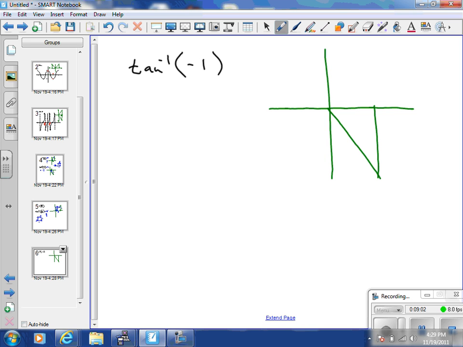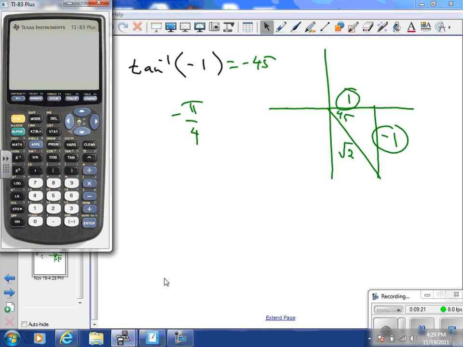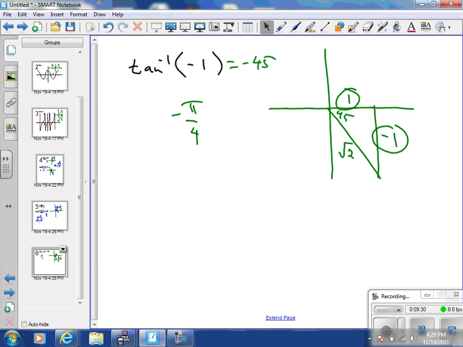And so I say, well, opposite over adjacent involving 1s, well, that means it has to be a 45, 45, 90 triangle. So if the tangent, the opposite over the adjacent, is -1, I know that this has to be negative 45 degrees or negative pi over 4 radians. We'll demonstrate that's true here. Tangent inverse of -1, and we get -45. One more tangent problem, though.